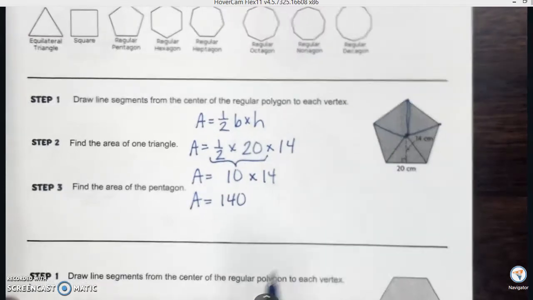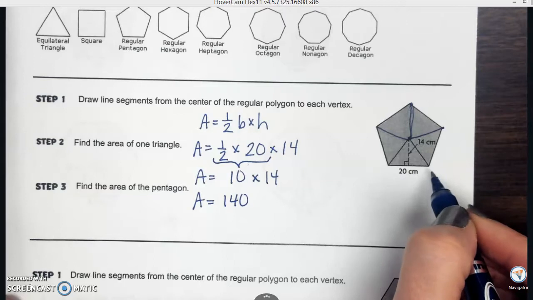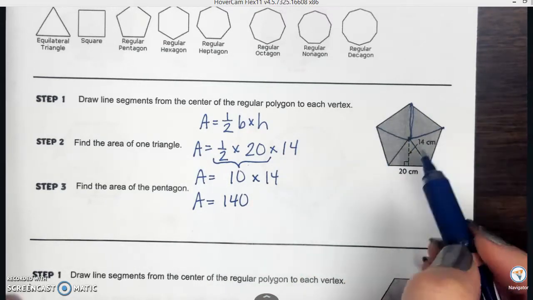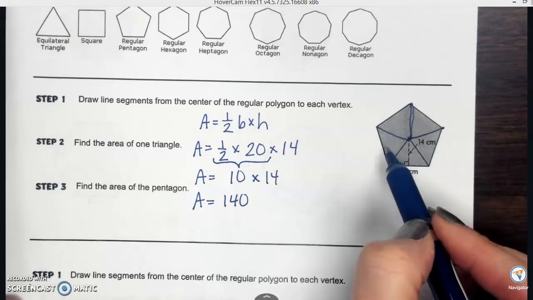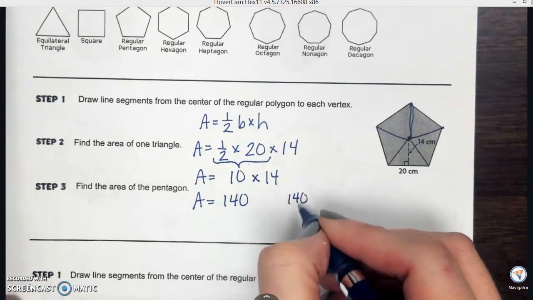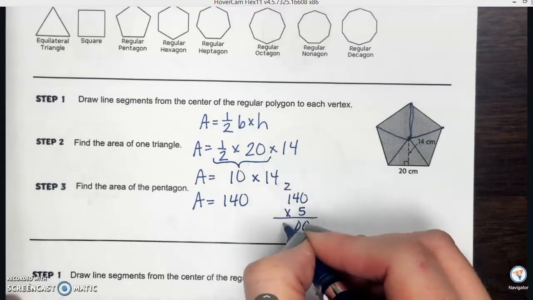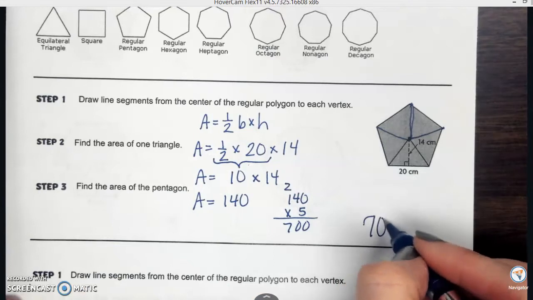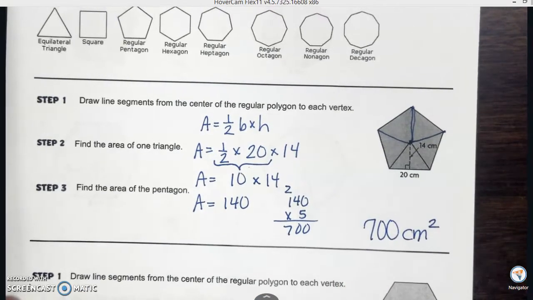Now that's not the entire answer. That just takes care of one triangle. So to get the area for the whole polygon, I'd have to count the triangles. So there's 1, 2, 3, 4, 5 triangles. So I'm going to take the 140 and multiply it by 5, which gives me 700. So the area of this regular polygon is 700 centimeters squared.